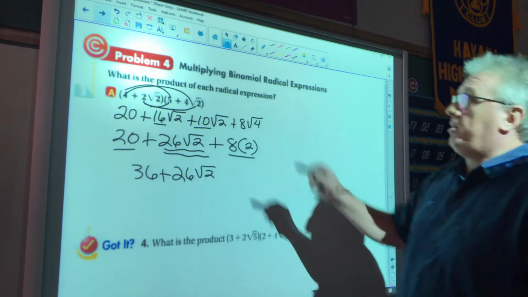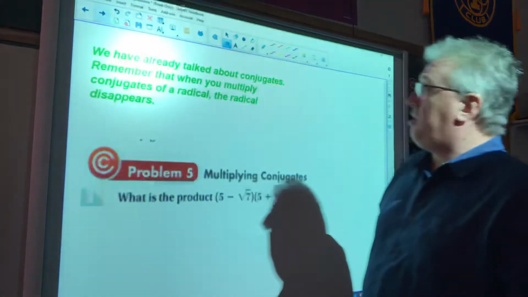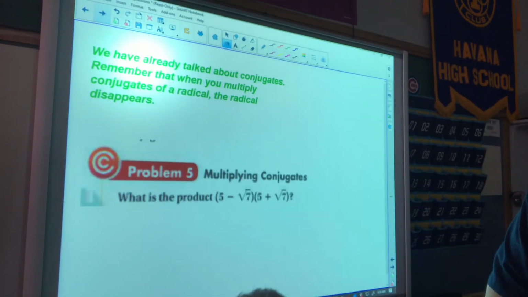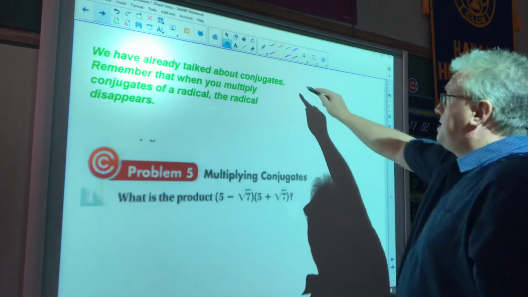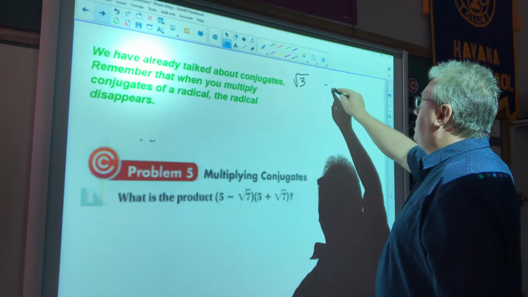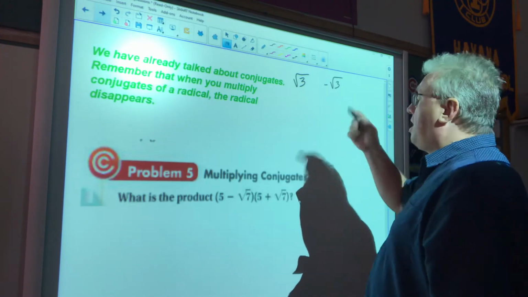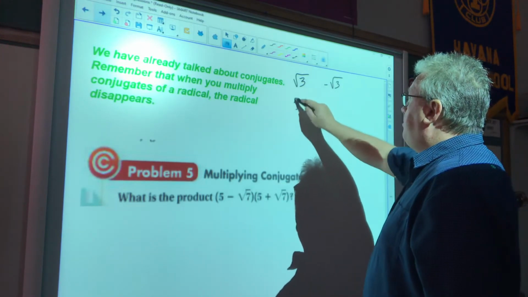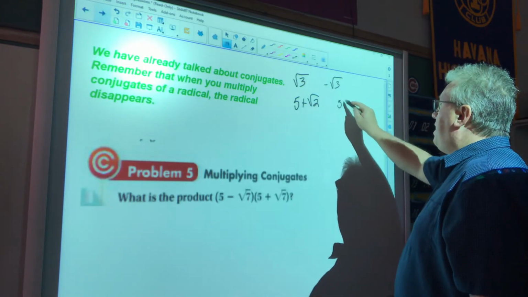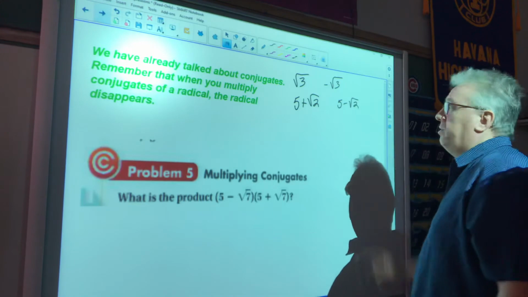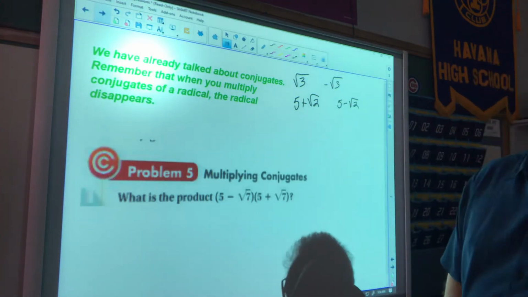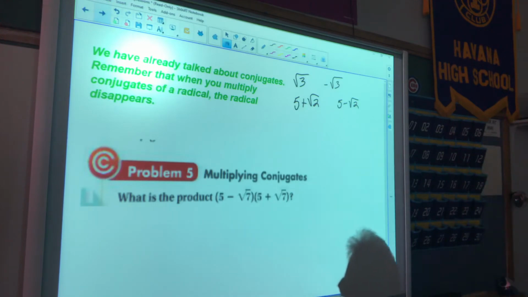Let's do another example. Let's move on. Okay, now, we've already talked about conjugates. We know, for example, that the conjugate of square root of 3 is negative square root of 3. We know that the conjugate of 5 plus square root of 2 is 5 minus square root of 2. These are conjugates. These are called complex conjugates because they're dealing with complex numbers.